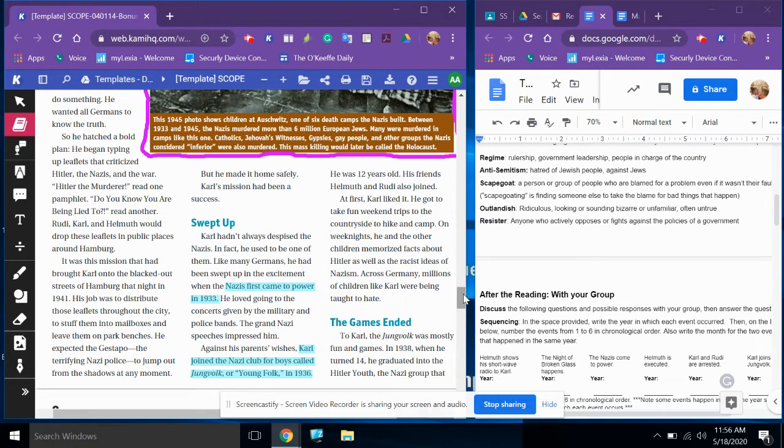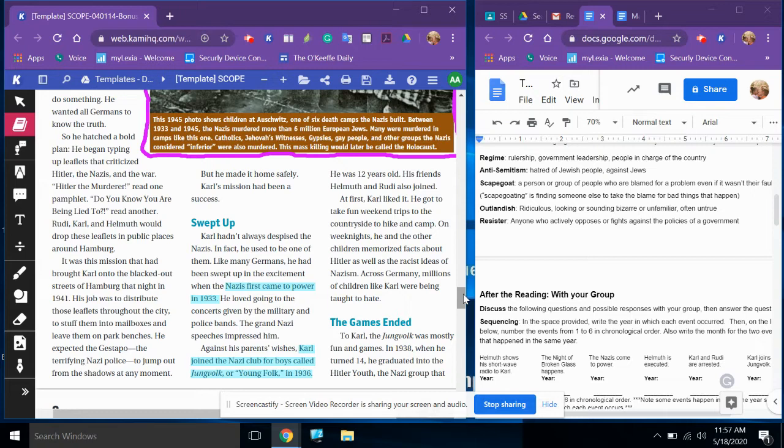It was this mission that had brought Carl onto the blacked-out streets of Hamburg that night in 1941. His job was to distribute those leaflets throughout the city, to stuff them into mailboxes and leave them on park benches. He expected the Gestapo, the terrifying Nazi police, to jump out from the shadows at any moment. But he made it home safely. Carl's mission had been a success.